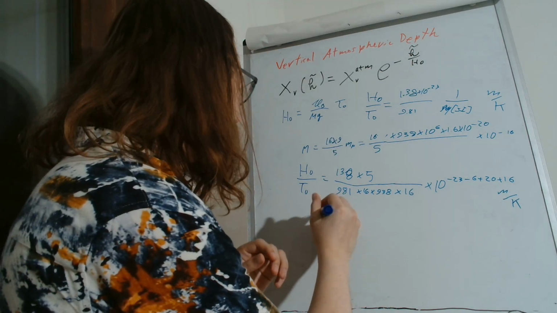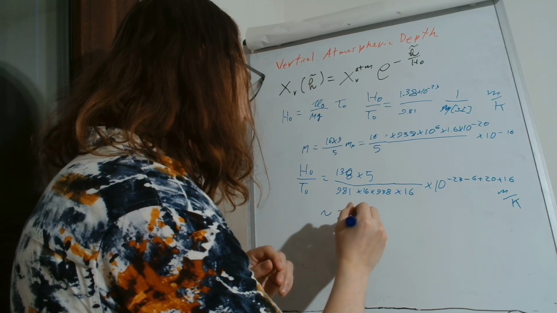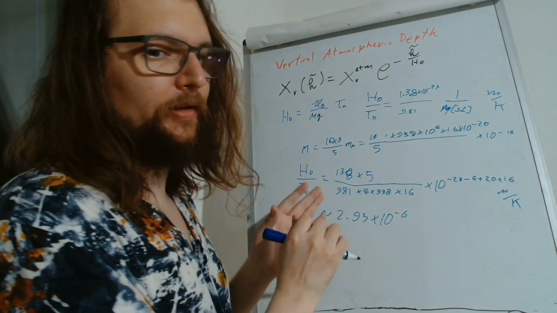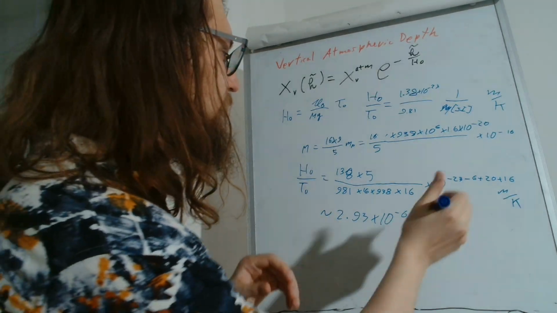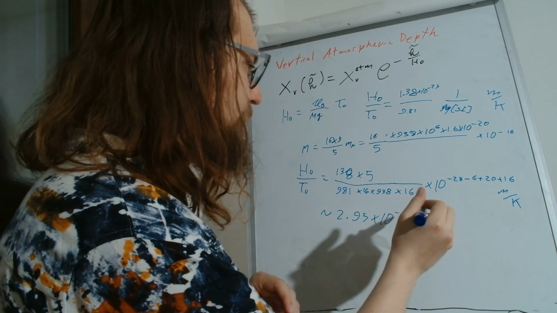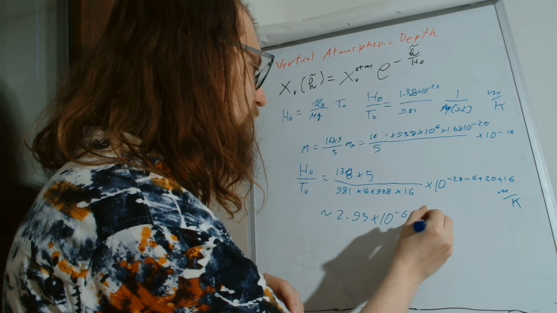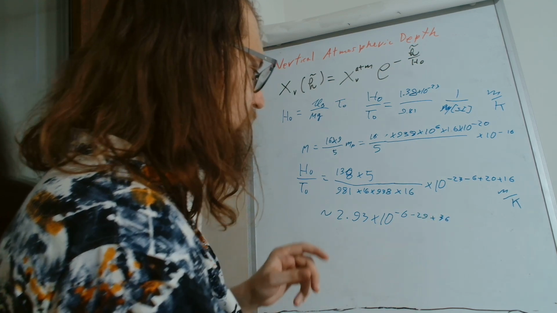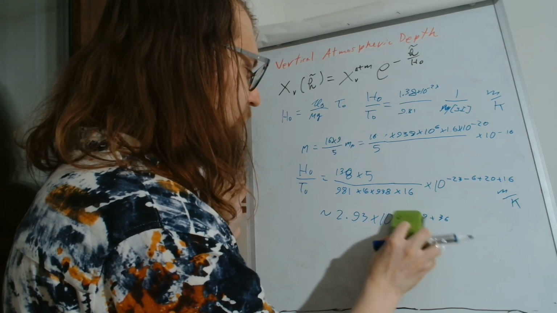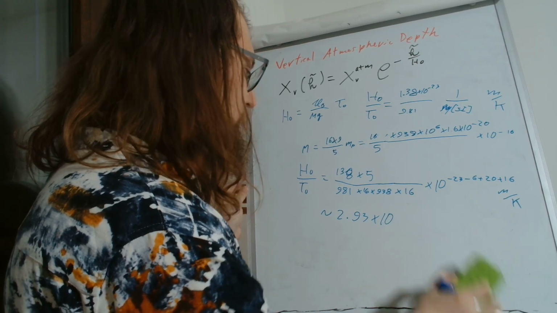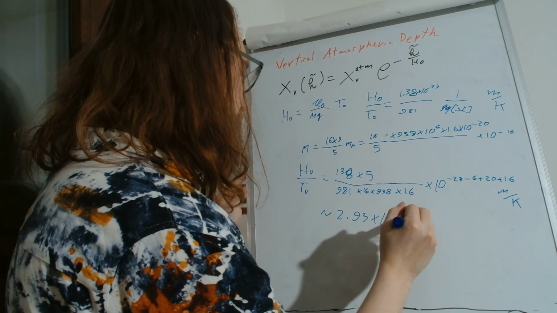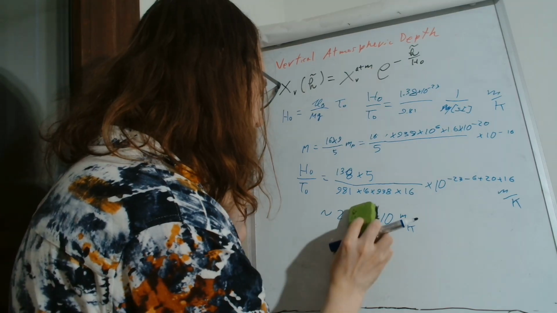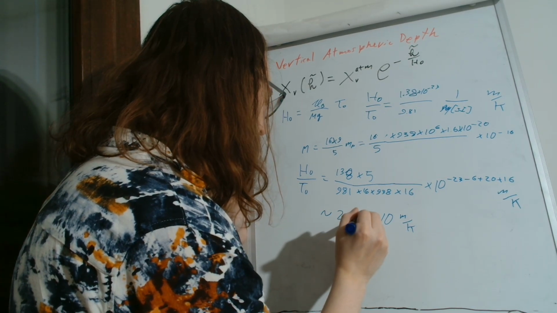So this is about 2.93 times 10 to the minus 6. I did this with the calculator. Then we have these powers of 10, so minus 29 plus 36, so minus 29 plus 30, so times 10 meter per Kelvin. So this is about 29.3 meter per Kelvin.